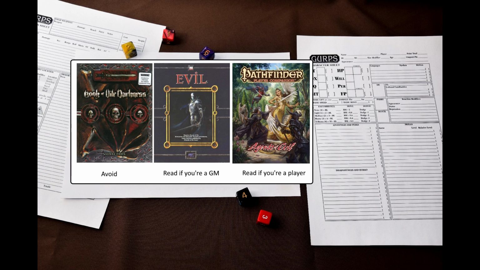Remember that everyone around the table should be on the same page, and you should have an enjoyable experience.